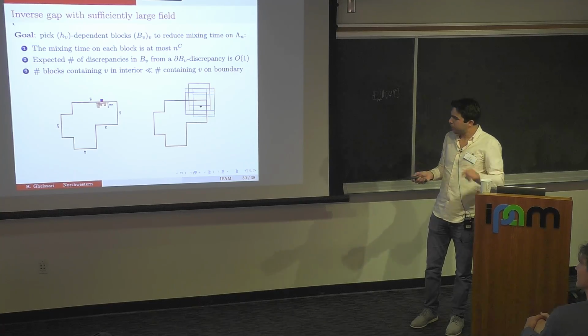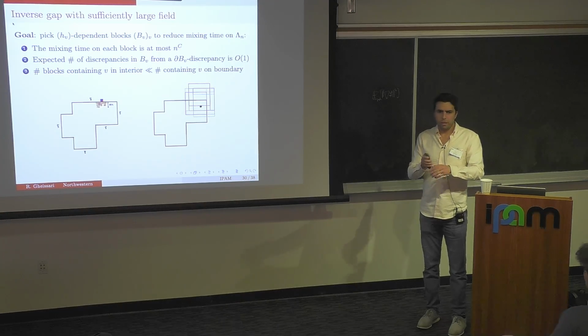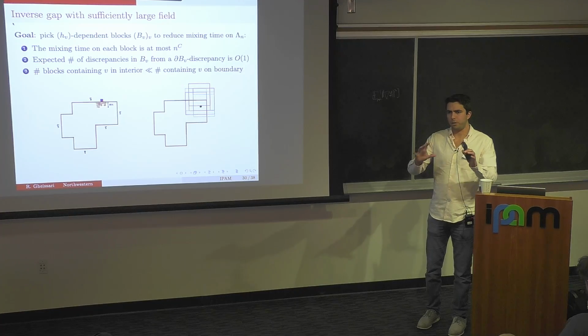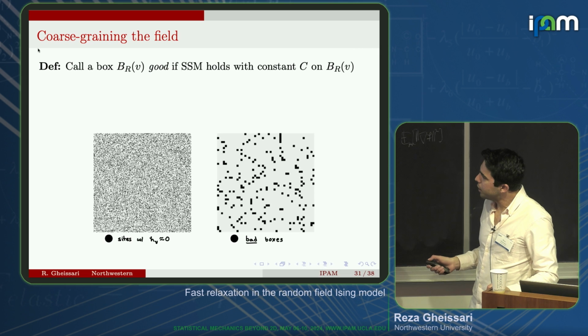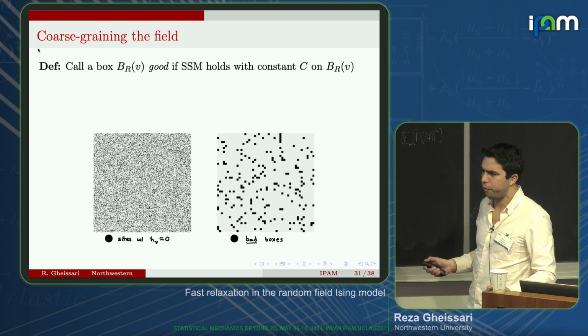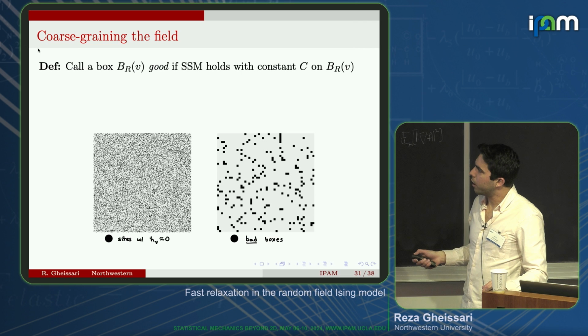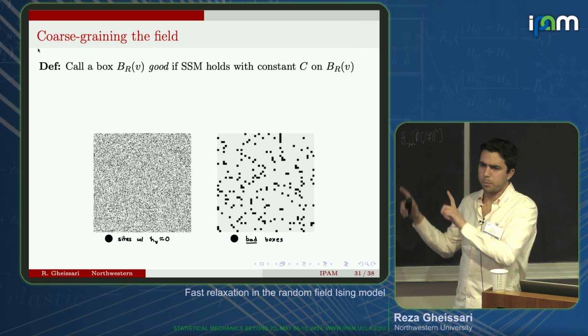And so what we do is you want to do some kind of multi-scale coarse graining of the field to look for regions that are especially bad and coarsen them. So what I'll do is I'll call a box good if it has this strong decay of correlations property, from its boundary to its interior. And this box is going to be some big R. So these are truly boxes. These are just box, box, box.